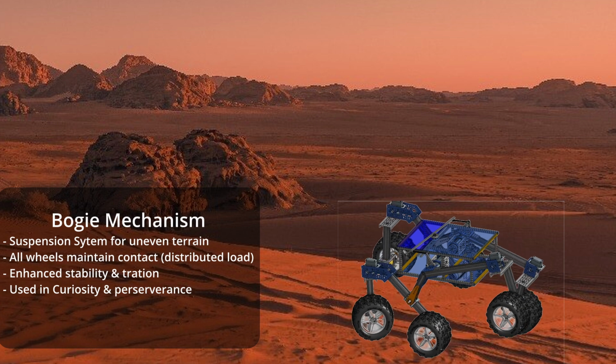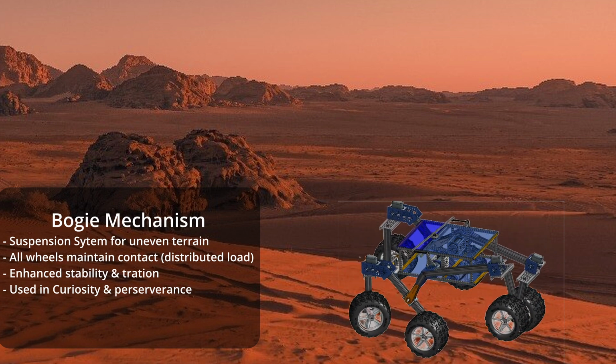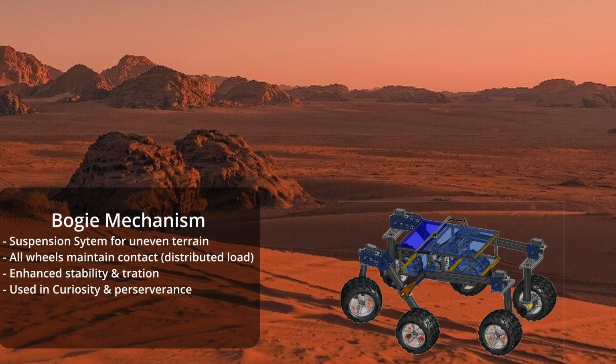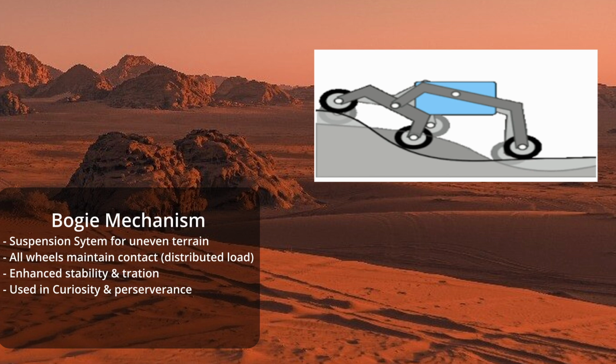It enhances the stability a lot. For example, it was used in Curiosity and Perseverance, and as you can see in this animation, it works actually pretty well. With that, your rover will not just fall over when there is a small hill. Now that we know how the hardware works, let's take a closer look at the software.